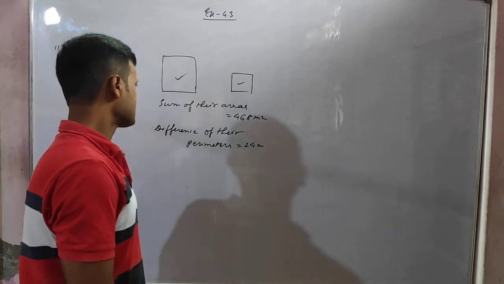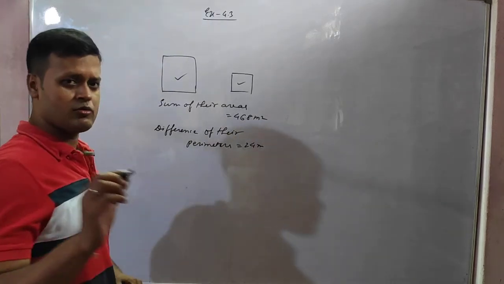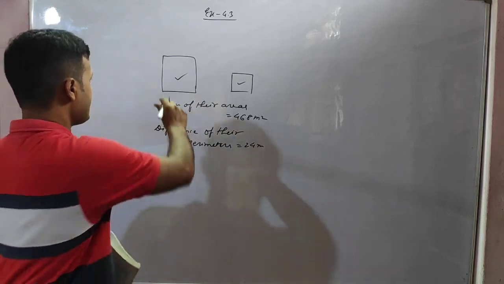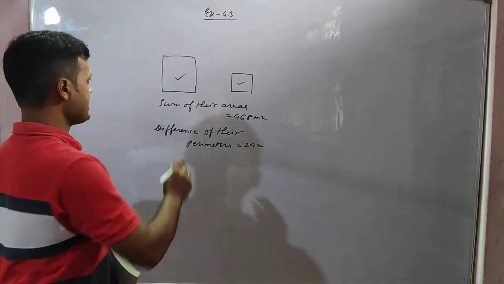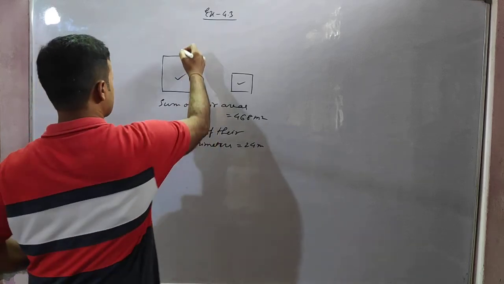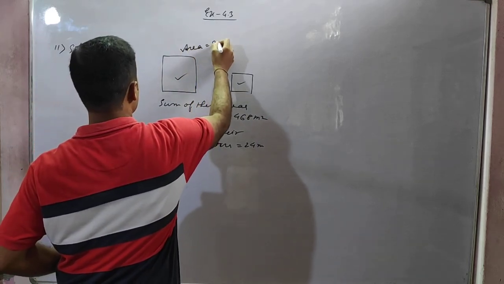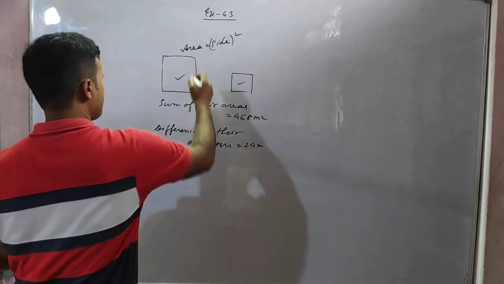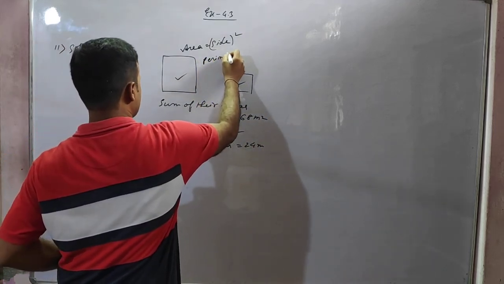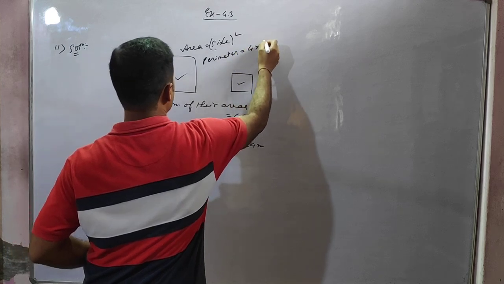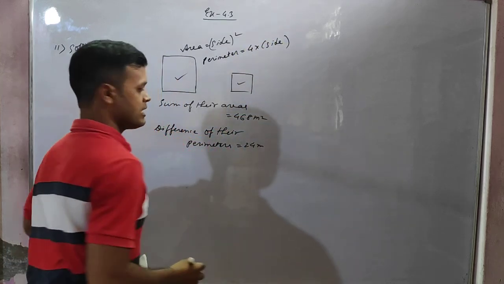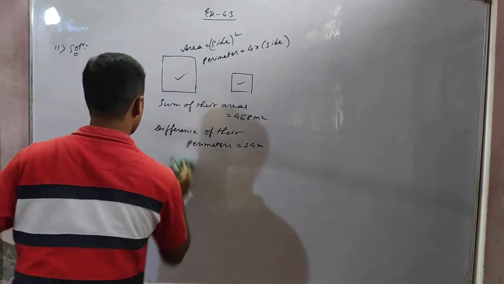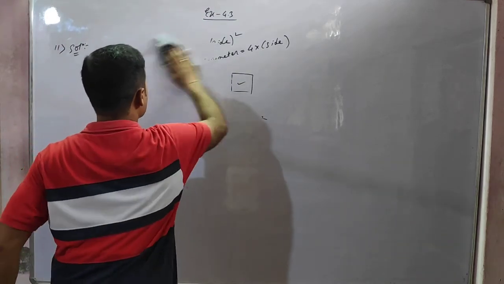Okay. So students, you must know some very basic formulas then. What is the area of any square? The formula is area is equal to side square, isn't it? And the perimeter of the square is how much? Perimeter is 4 into side. Do you understand? So we will proceed that way.